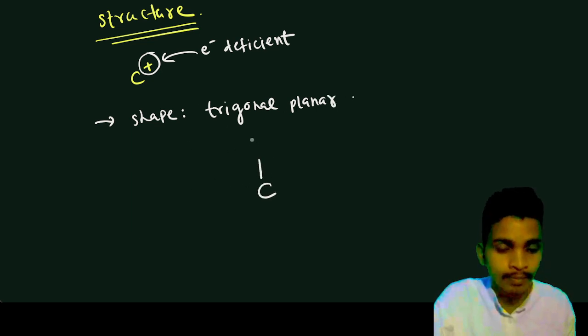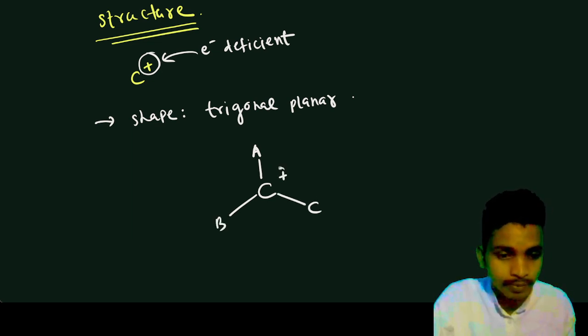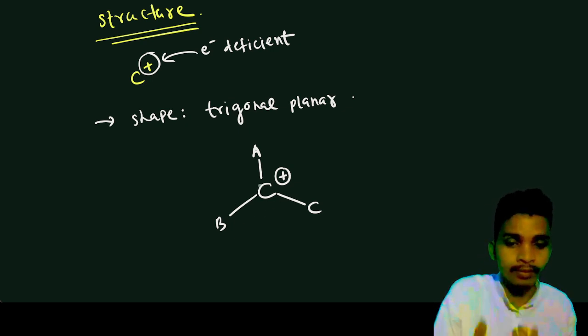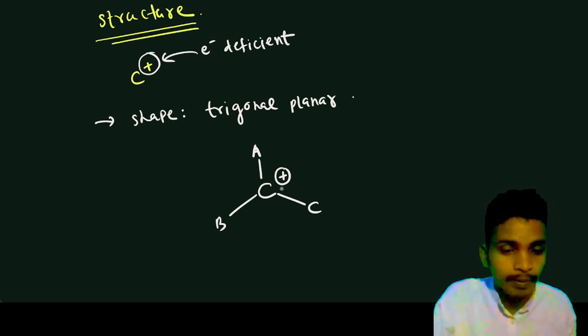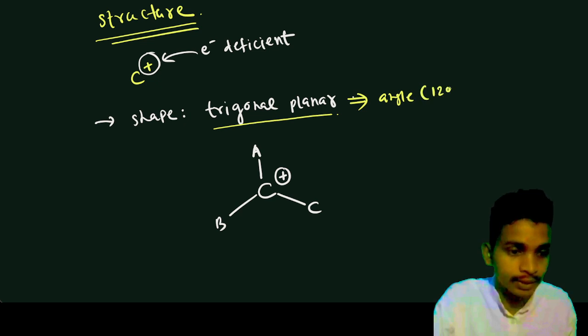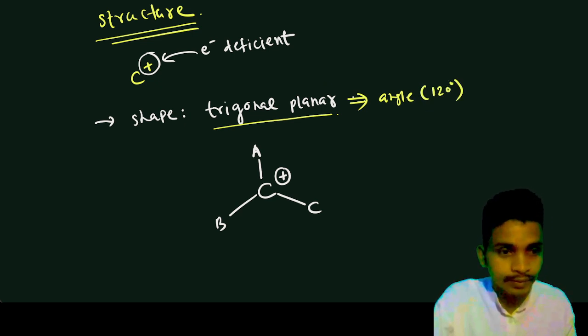Let's say here we have an atom A, here an atom B, and here an atom C, and here we have the positive charge. So this is the shape of the carbohydrates, and this is planar, that is trigonal planar. And what is the angle for the trigonal planar? We know that the angle for the trigonal planar is 120 degree. It means that in between the two bonds the angle is 120 degree. Here also 120 degree.